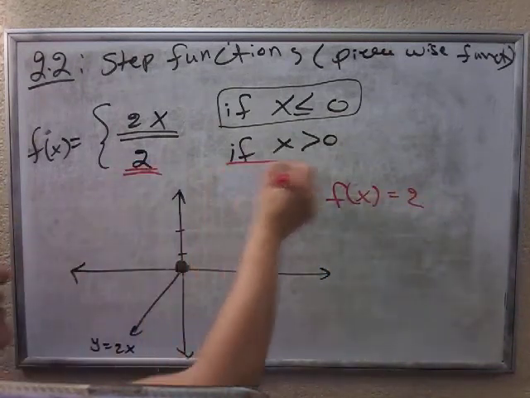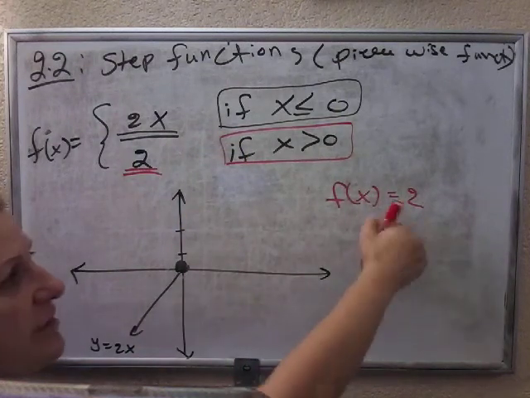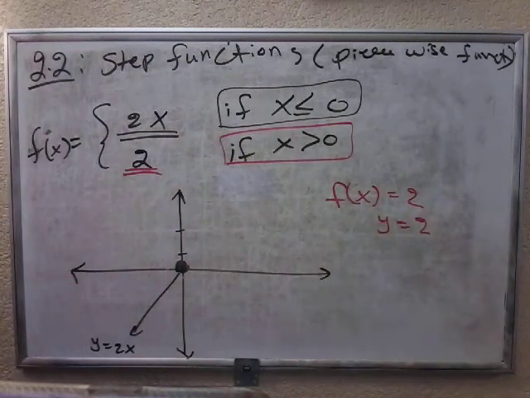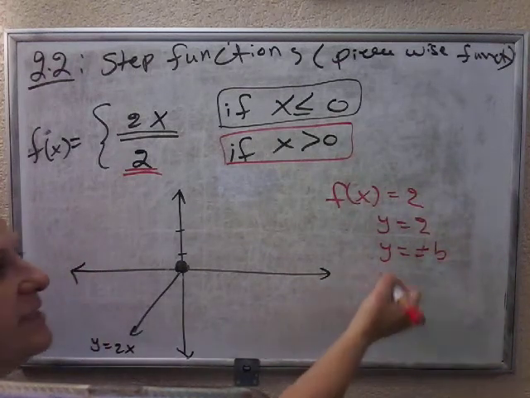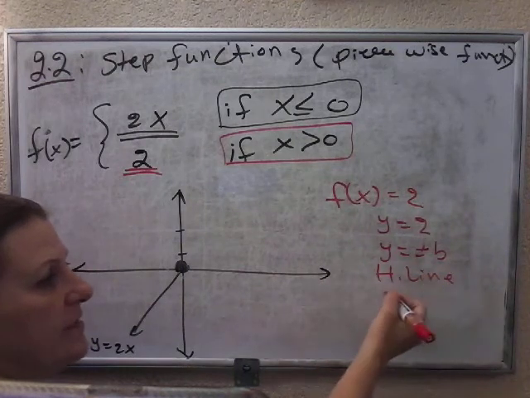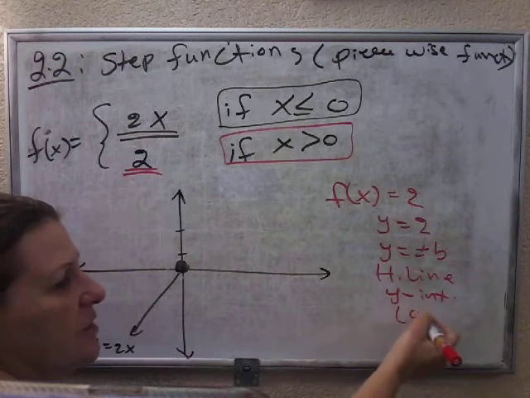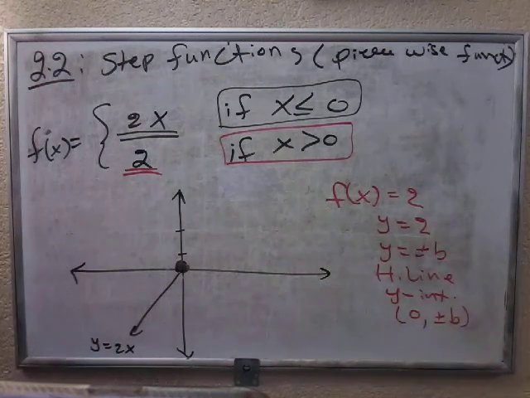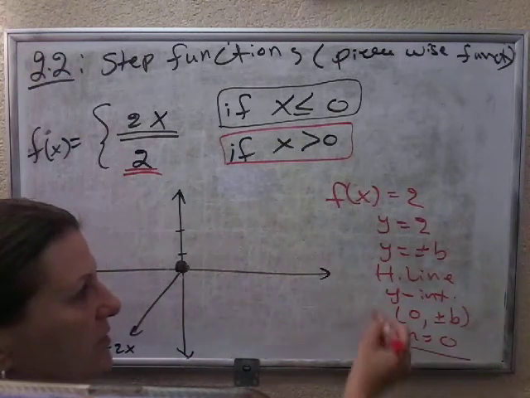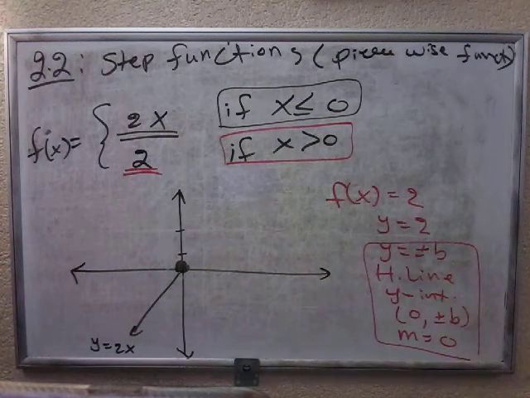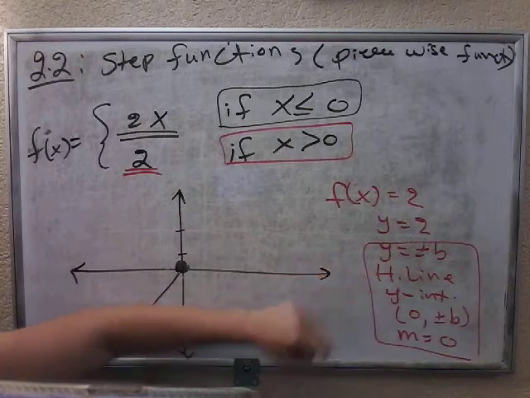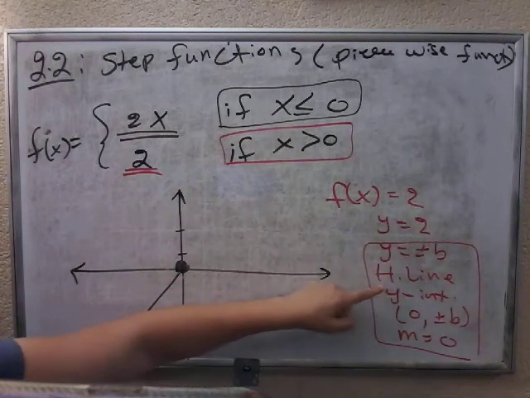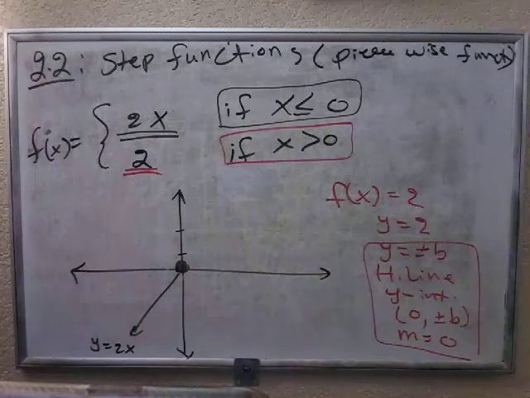Now, how would I graph f of x equal to 2? How would I graph a function like that? Remember, this is just y equal to 2. These are the special lines we have. This is your y equal plus or minus b. It's a horizontal line. It's a y-intercept at 0, plus or minus b. And then the slope, of course, if you want to add it to your notes, slope is equal to 0. So this is the information that you need to remember about your special lines. Either x will equal plus and minus a, and that's your vertical line, or y equal plus and minus b, and that's your horizontal line, and it's a y-intercept.